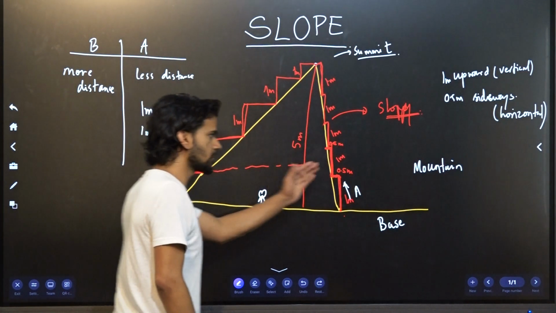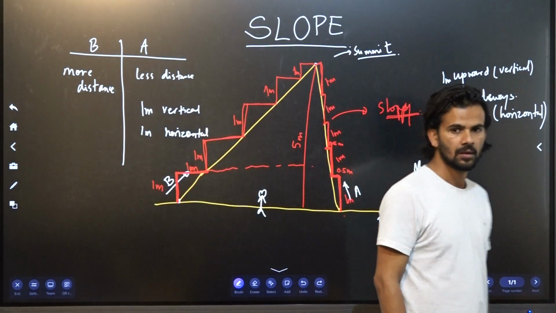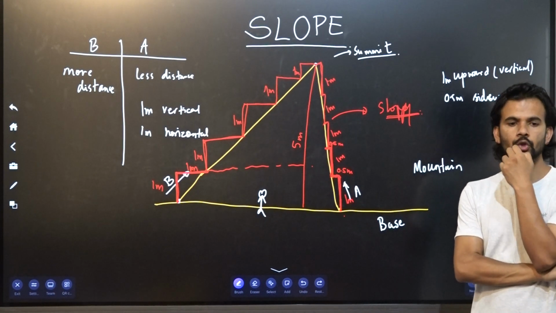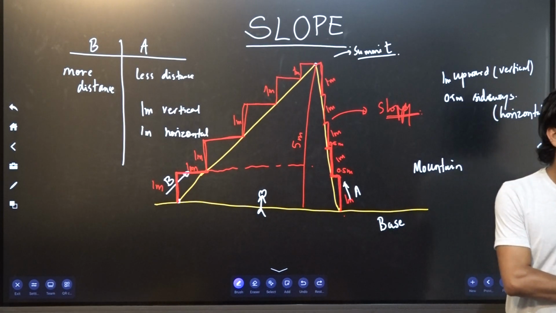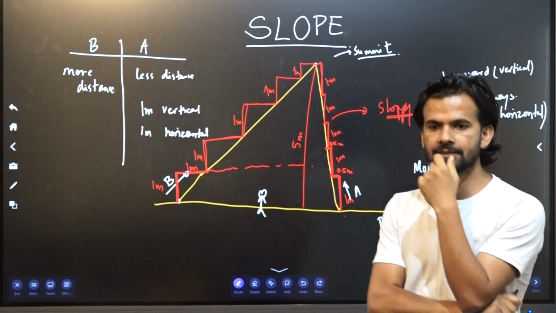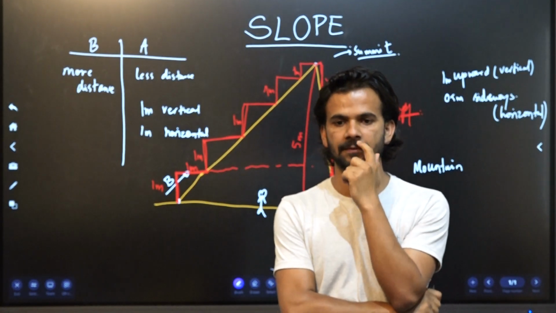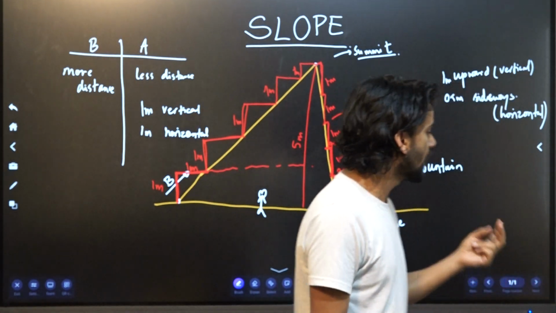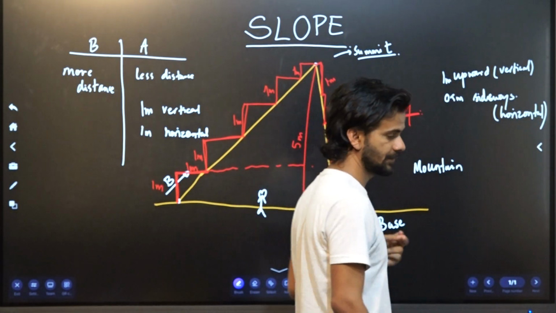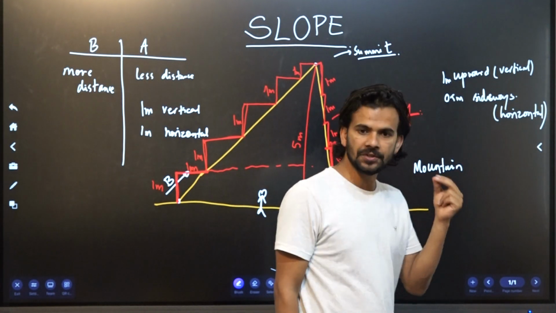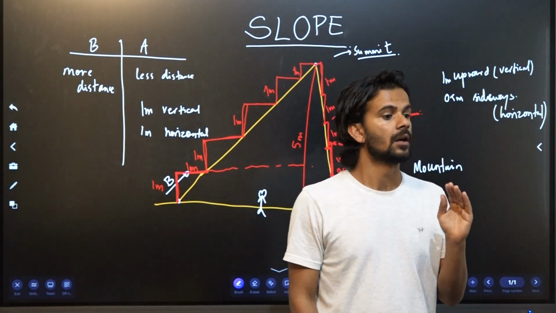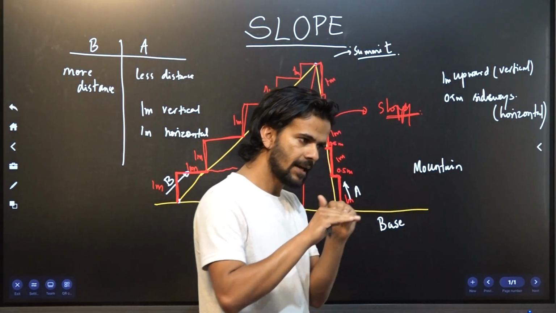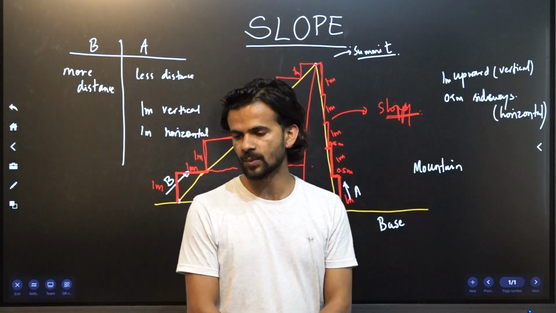Right? Here also the same. So whenever we talk about slope, do we talk about only one kind of distance, or do we talk about two different types of distance? Right, very important. We need to consider both. One, how much vertical distance you are covering, and another one, how much horizontal distance you are covering.